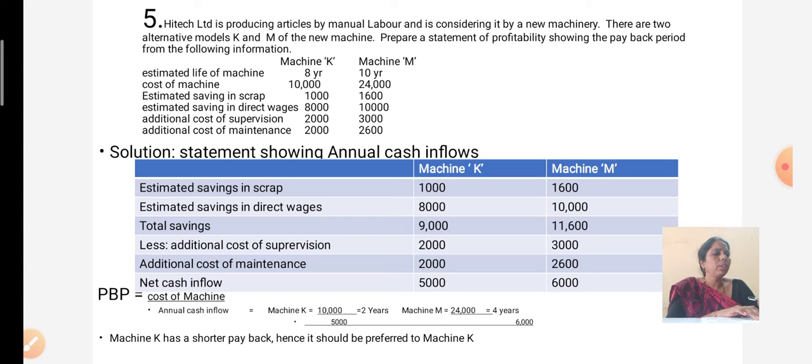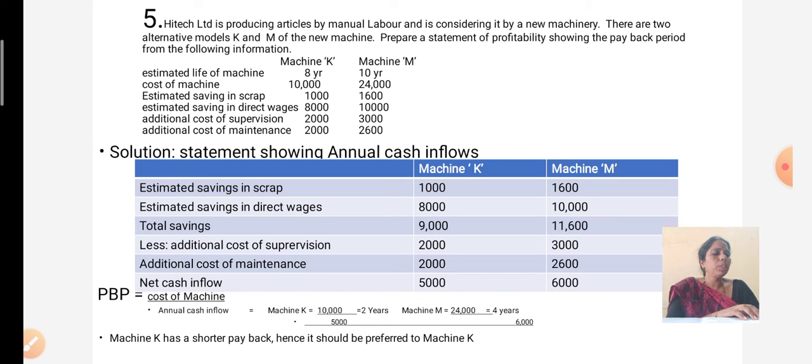Cost of the machine 10,000 and 24,000. Estimated savings in scrap is 1,000 and 1,600. Estimated savings in direct wages 8,000 and 10,000. Additional cost of supervision 2,000 and 3,000. Additional cost of maintenance 2,000 and 2,600. Now we'll work out the problem. Take down a statement showing annual cash inflows.